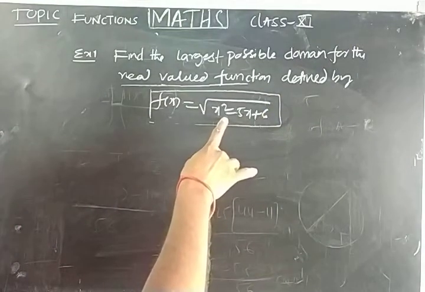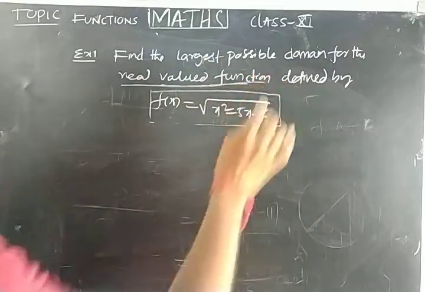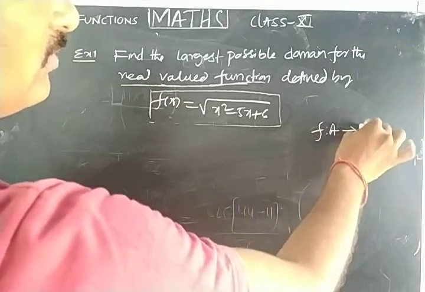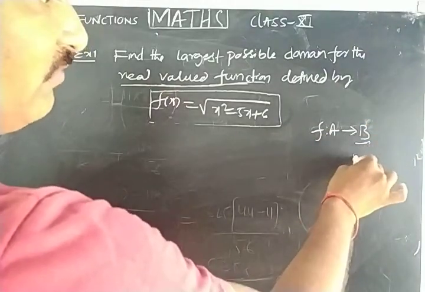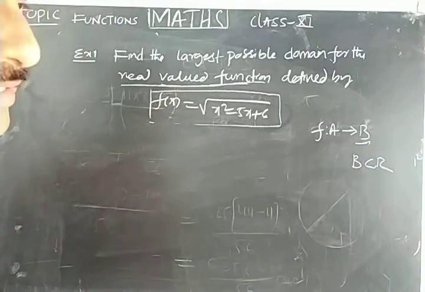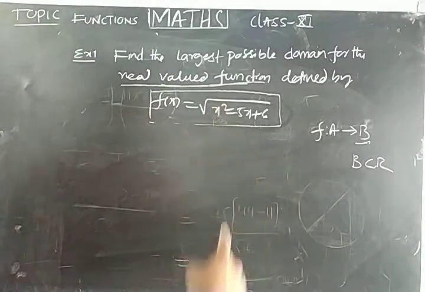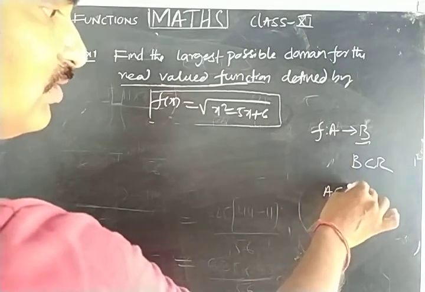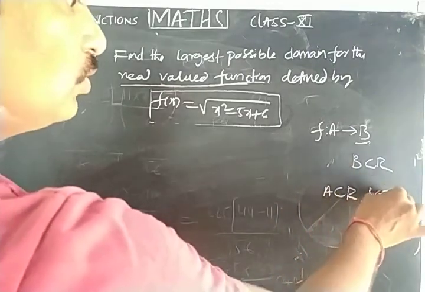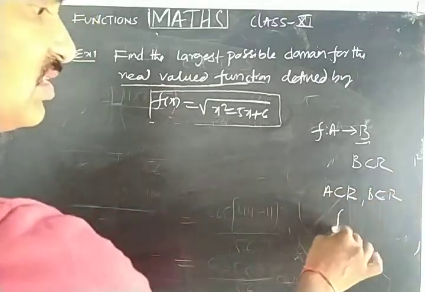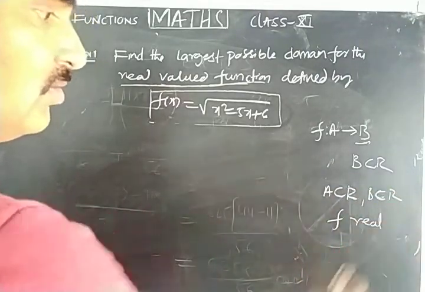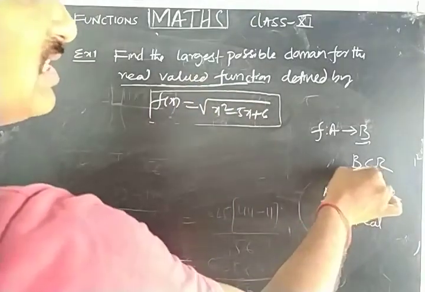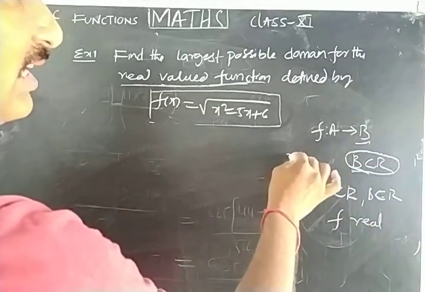This is the definition of the function, and see here, real valued function. What is a real valued function? Suppose a function is defined from domain to codomain. If the codomain is a subset of real numbers, then it is called a real valued function. If the domain is a subset of real numbers and the codomain is a subset of real numbers, then the function is called a real function. What is the difference between real valued and real function? Real valued function means the codomain is a subset of real numbers.